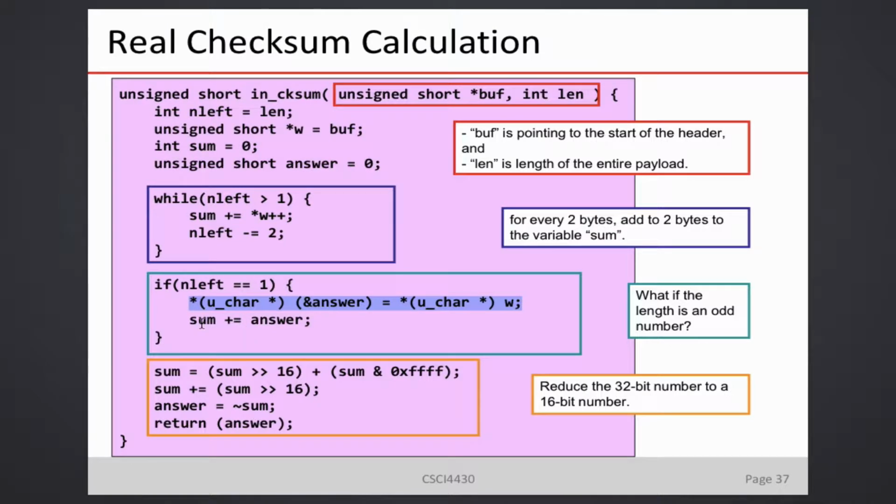So maybe let's consider the odd number as ignored first. Let's consider the even number, so we can skip the green block. Now, what is the orange block? The orange block is very interesting. It is reducing a 32-bit number to a 16-bit number. So what is that? The sum, what is its data type? Integer. How many bytes for an integer?